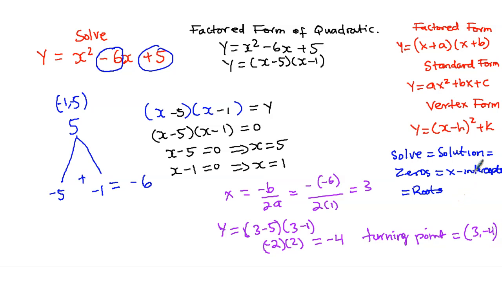So for us to write the vertex form, it is just y is equal to (x minus 3) all squared minus 4. All of these are equivalent, and all of them reveal different kinds of features. And that's all that we are doing in the vertex form.